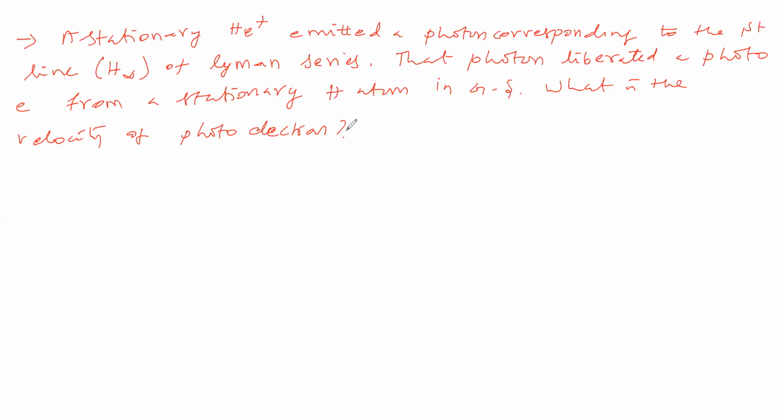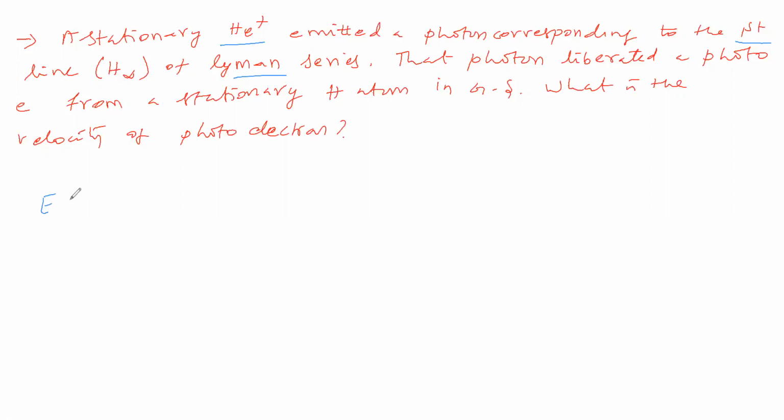Sir, we have to find the velocity of the photoelectron. First we will see: here a unipositive helium ion is given. It is giving the first line in the Lyman series. So what is the corresponding energy? That we will find.